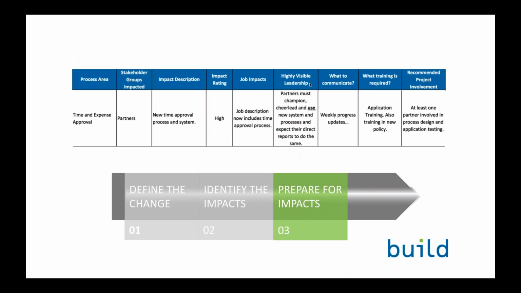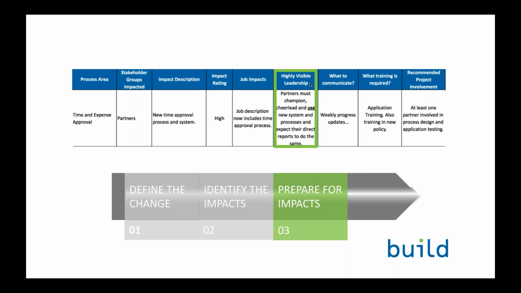So again, the impact is to the partners and the fact that they have a new time approval process and system. And it will highly impact them because it's something new they have to do every week. And then there are 5 areas where we've identified strategies to address the impact. So there's a job impact. The partner's job description now has to include that time approval process, which it didn't have to include before.